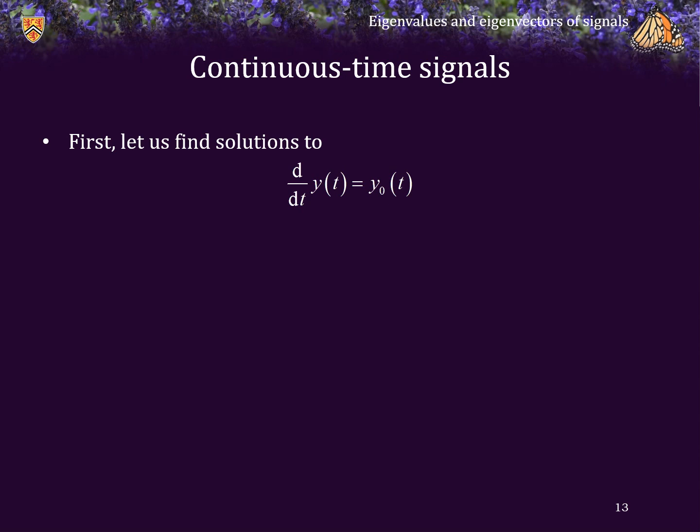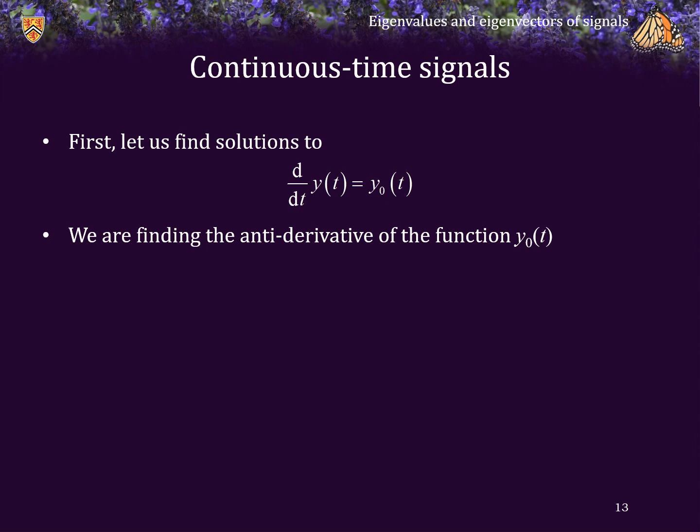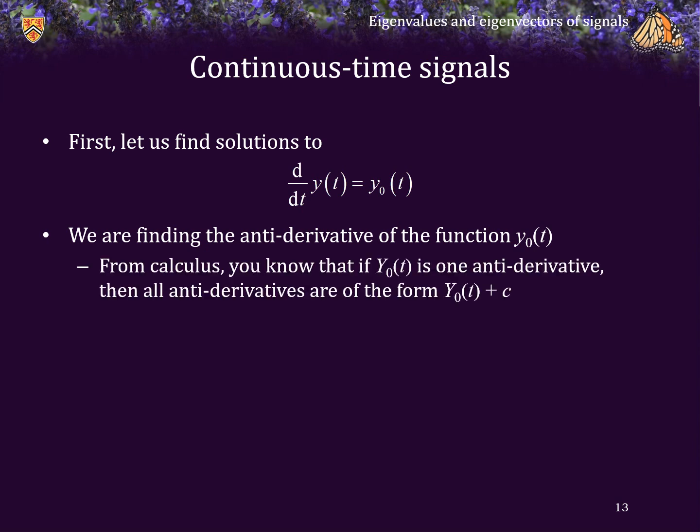First, let us find solutions to this problem. The derivative of an unknown function is equal to a given known function. So, for example, find functions such that the derivative is equal to cosine of t. Well, that's essentially what we're doing here. We are finding antiderivatives of a given function.